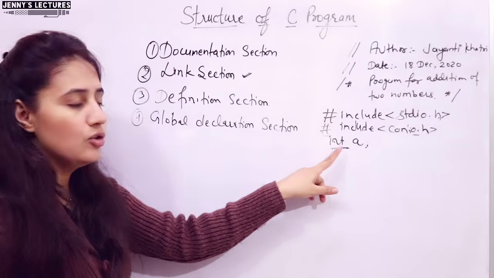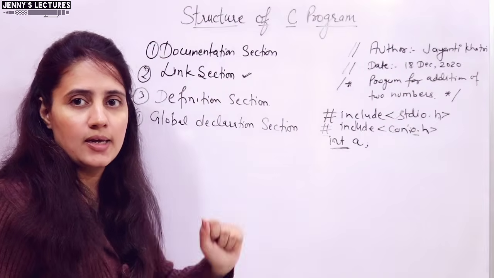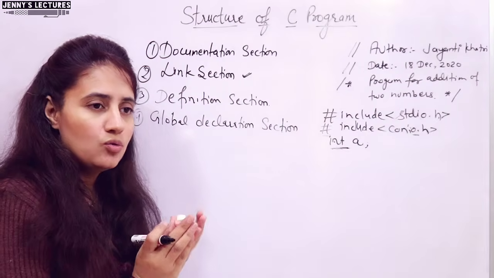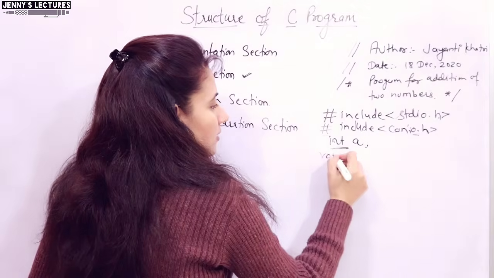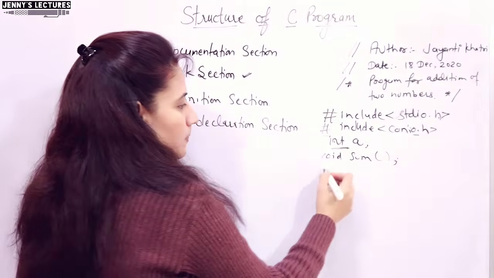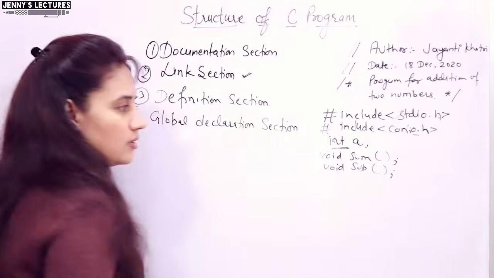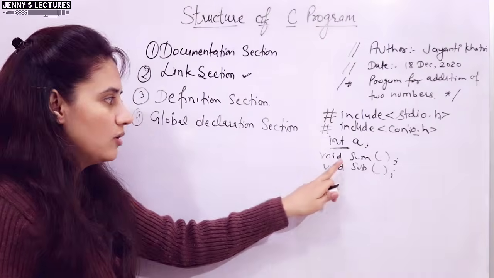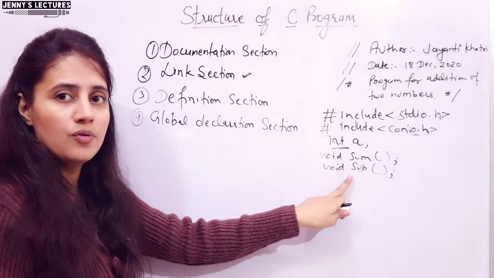As well as here you will declare what? All the user defined functions you will declare here. Suppose a function is to find out the sum in a program, so here you can declare that, void sum, and that's it. Again a function is, suppose, subtraction, void subtraction, and that's it. This is what? Global declaration of a variable, global declaration of functions.